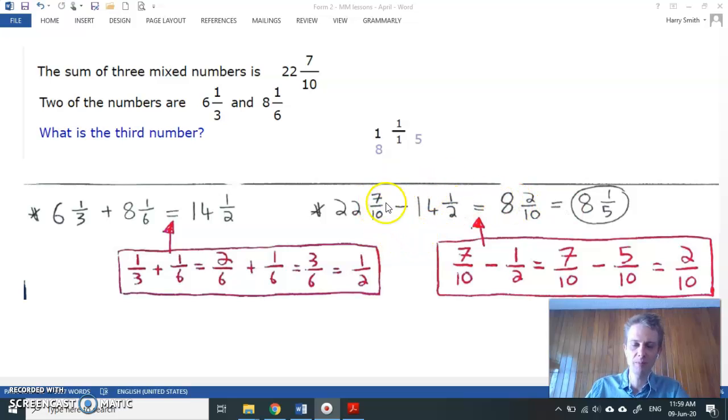The time this quick method doesn't work well is when this fraction is smaller than that fraction, and then you end up with negative numbers and it gets a little bit complicated. You can investigate that, have a think. It's going to take some time, full working out, no calculators. Good luck.